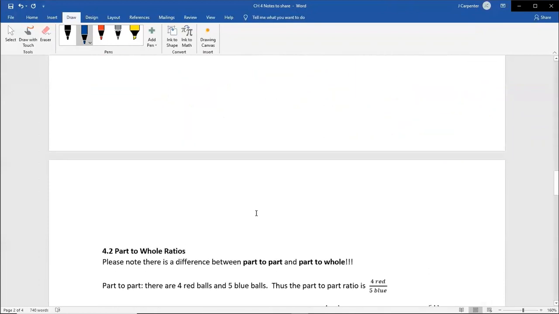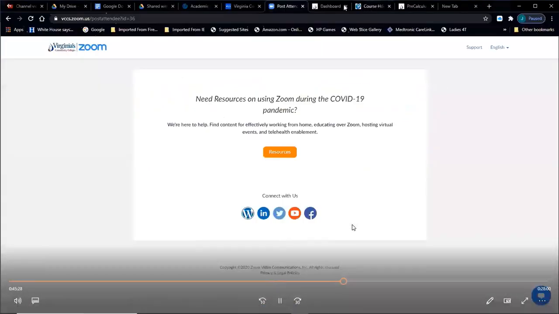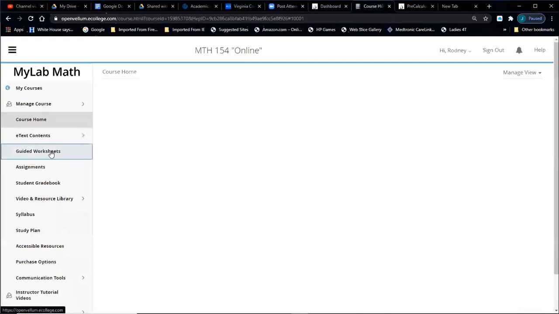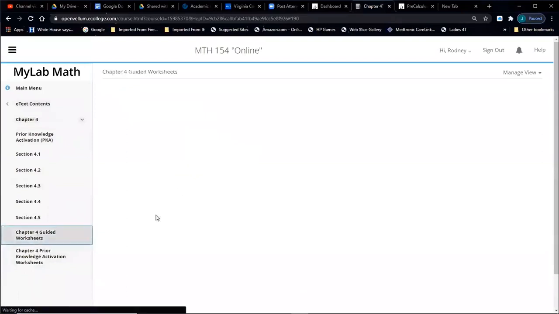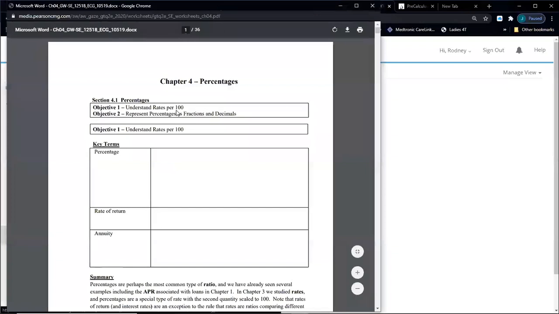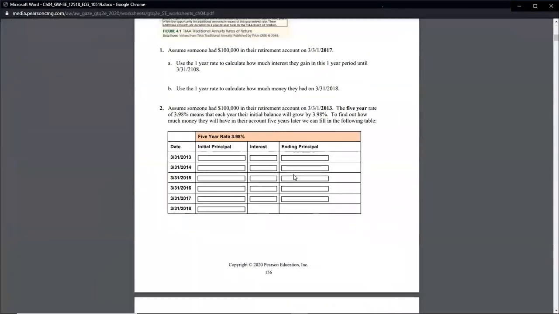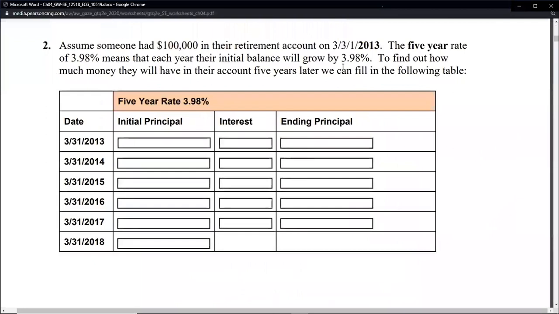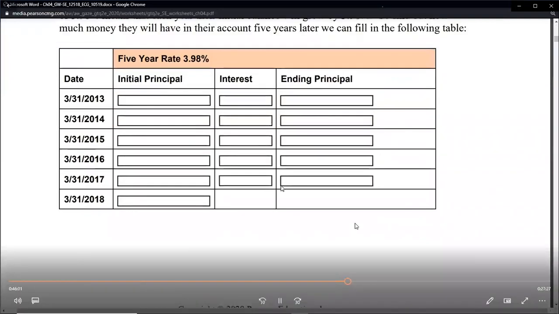All right, so that will be your quiz question. We are not getting to 4.2 yet. I've got to open up our guided activity. Not assignments, e-text, chapter 4, guided worksheets. So page 156. Here we go. Page 156 of your guided worksheets, guided activities, whatever you're calling them.